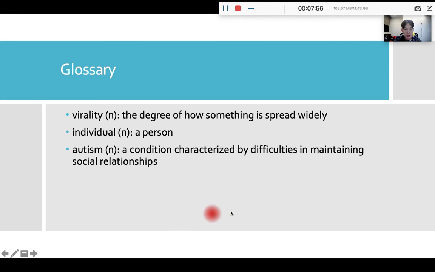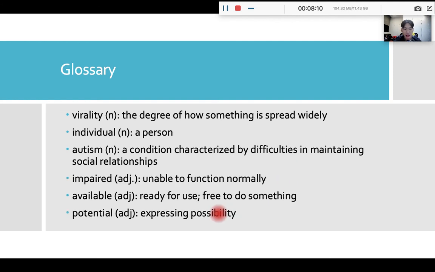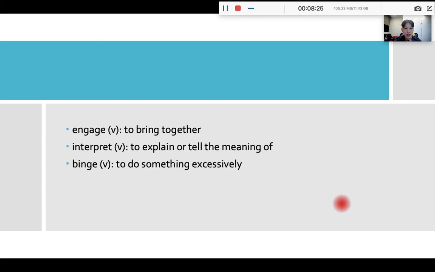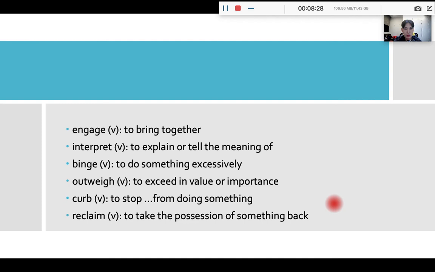Autism means a condition characterized by difficulties in maintaining social relationships. So if a person is autistic, they might have difficulty socializing or interacting with other people. And impaired here means unable to function normally. Available means ready to use or free to do something. Potential means expressing possibility. And engage means to bring something together. Interpret means to explain or tell the meaning of something.